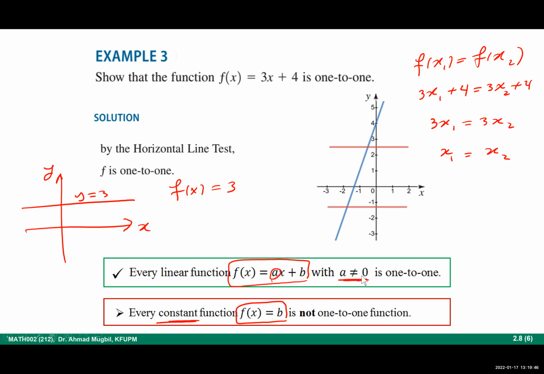What about the vertical line? When you have a vertical line, is it 1 to 1? To be 1 to 1, it needs to be a function. You know that a vertical line cannot be the graph of a function. By the vertical line test, it is not a function. So we don't have a 1 to 1 function here.